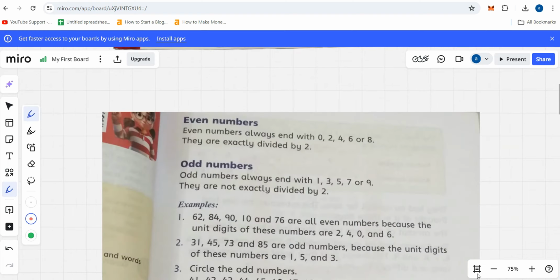The first topic that we're going to learn is even numbers. What are even numbers? Even numbers are those numbers that are completely divided by 2, which means the remainder is 0 after dividing by 2. Such numbers are called even numbers. Now consider this example. If we divide 6 by 2, we will get remainder 0.